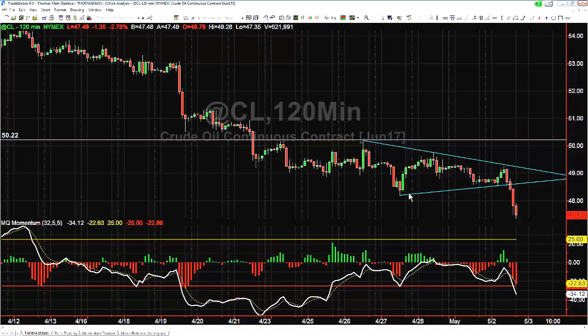So a pennant forms when you have a narrowing range. So we had a really wide range here, and then we got narrower, and then we got narrower. Okay, so we had a narrowing range. You draw a trend line across the tops and across the bottoms, and then you look for the breakout.